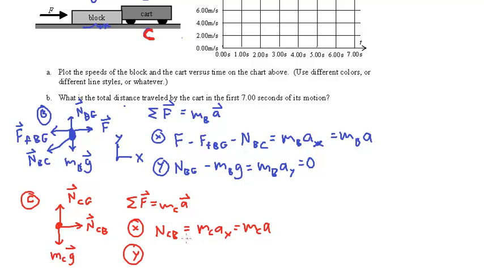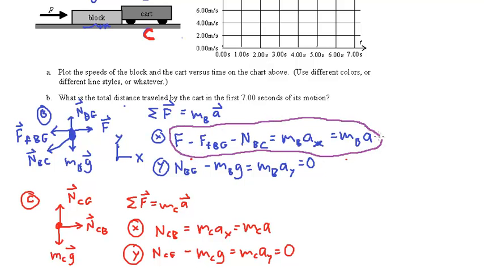So, sum of forces on the cart is mass of the cart times A. In the x direction, then, we have N of the block on the cart, okay, is going to equal mass of the cart times acceleration of the cart in the x direction, which is going to be mass of the cart times A, of course, because that's the only acceleration there is. In the y direction, we got the normal on the cart from the ground, minus the mass of the cart times g, equals mass of the cart times acceleration y, which is 0. Okay, so that leaves us all set. What we need to do now is figure out what happens as far as the interactions between these go.